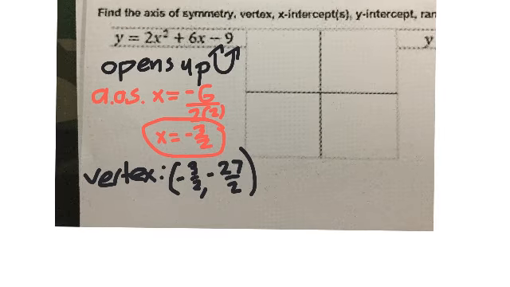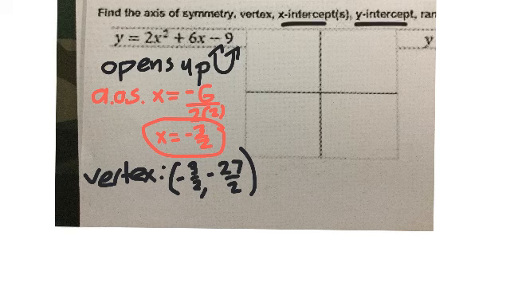Okay, now I know it opens upward, I know my axis of symmetry, and I know the vertex. So I also need to find the x-intercepts, where it crosses the x-axis, and the y-intercept. I'm going to go ahead and find the y-intercept because it's easier. The y-intercept is found by plugging in 0 for x. So I plug in 0 here, that's gone, 0 here, that's gone. So I know my y-intercept is at negative 9.